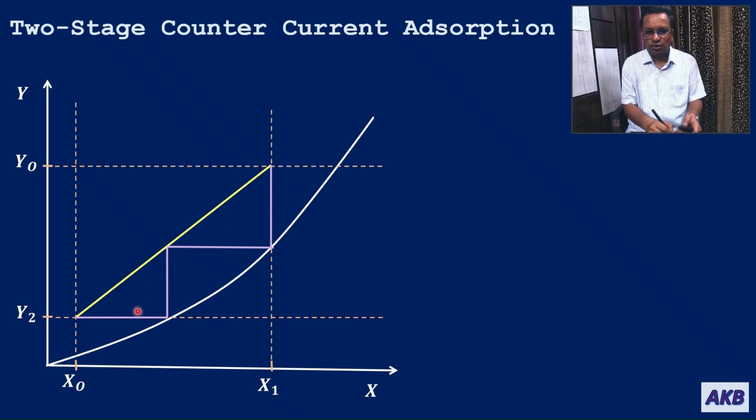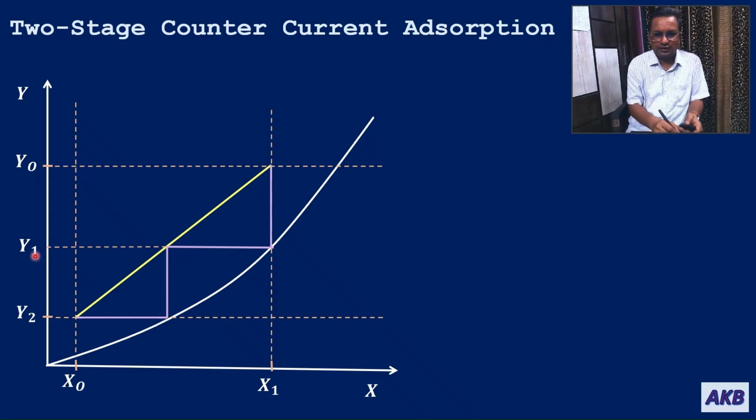So in this way, 2 stages get accommodated under the operating curve. Now, this concentration, that is for stage number 1, this point will represent capital Y1, and you can see capital X1 is in equilibrium with capital Y1. And then you can see X2 is in equilibrium with Y2.